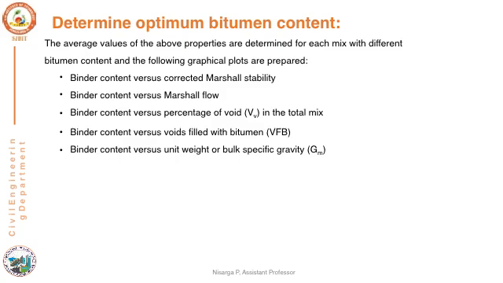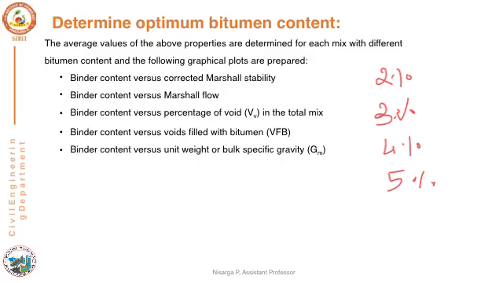The optimum binder content will be determined based on the average value of the above properties that are determined for each bituminous mix with different bituminous content. Let us say you have prepared 4 mixes, with the first one using 2% bitumen, the second trial using 3% bitumen, the third using 4.4%, and the next 5%. Now for each and every proportion of bitumen that we have used, you have to determine the stability value and the flow value and find out the volumetric analysis.